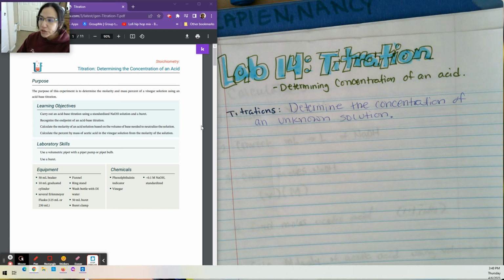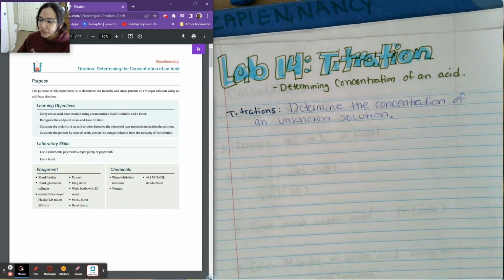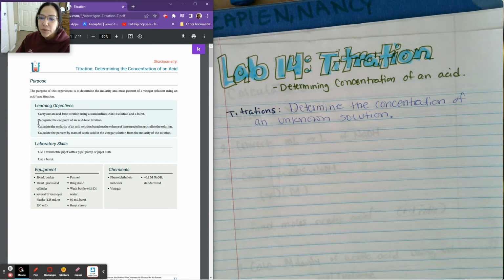We're going to be going over chapter 14, titrations of our lab. In this one, our learning objectives are to carry out a titration using sodium hydroxide as a base and a burette. This is an experimental analytical way of determining the concentration of an acid. We need to recognize what an endpoint is, calculate the molarity of an acid, and calculate the percent by mass of acetic acid in vinegar solution. All right, let's go ahead and get started.